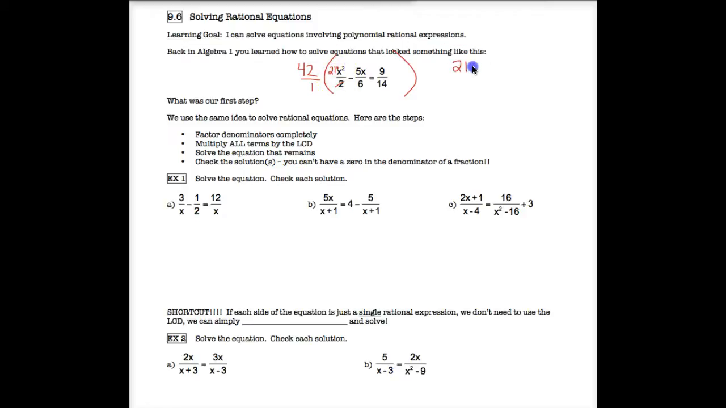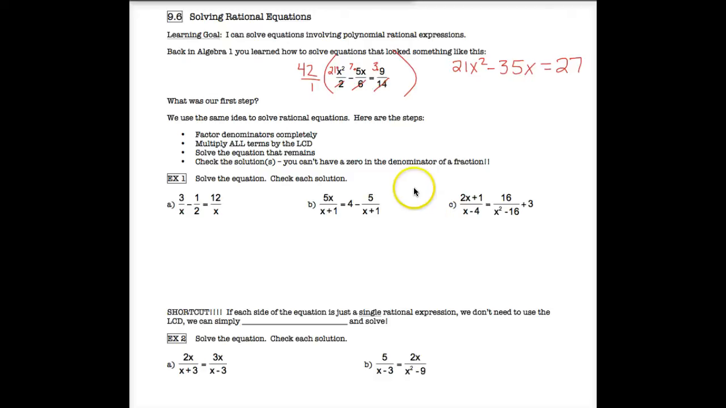So that gives me 21x squared. Over here, 42 times my second term. Well, 6 also goes evenly into 42. It goes in 7 times. And 7 times 5x is 35x. Since this was a minus, it'd be minus 35x. And then 14 also goes into 42 evenly. It goes in 3 times. So 14 cancels, and then I've got 3 left over from the 42. So equals 3 times 9, which is 27.